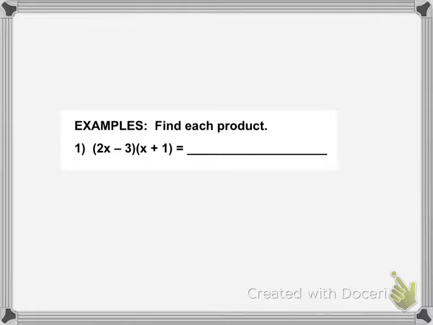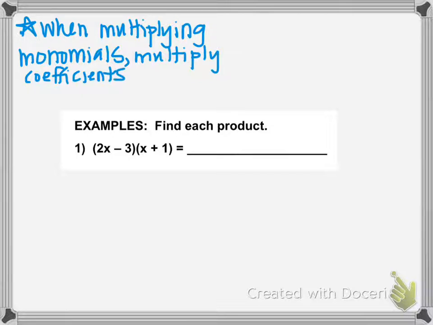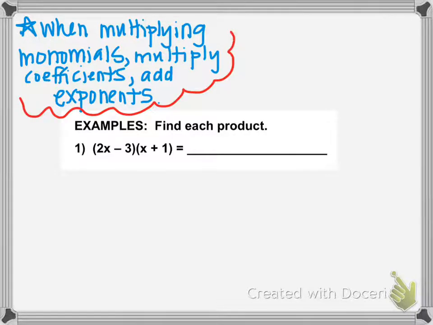Before we start though, it's important to remember what we learned last time about multiplying single terms together, or monomials. So write yourself a little note if you need to. When multiplying monomials, or single terms, remember how that works. We multiply the coefficients, the numbers in front, and we add the exponents. So we're going to be doing some of this when we're multiplying binomials. So make sure that you remember this. We multiply the coefficients and we add the exponents.